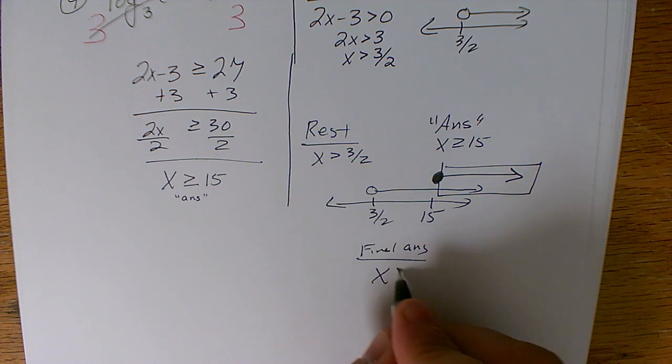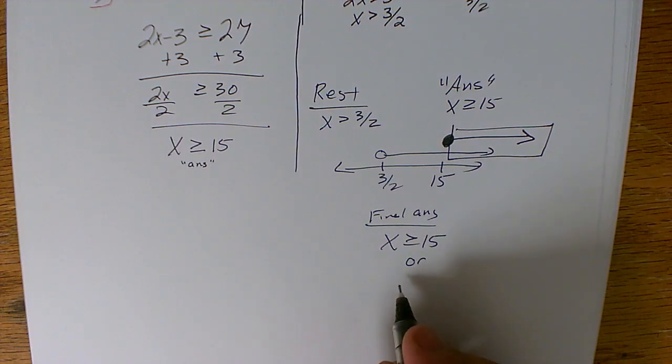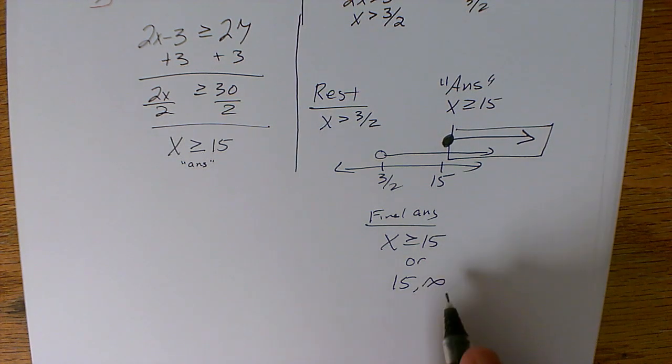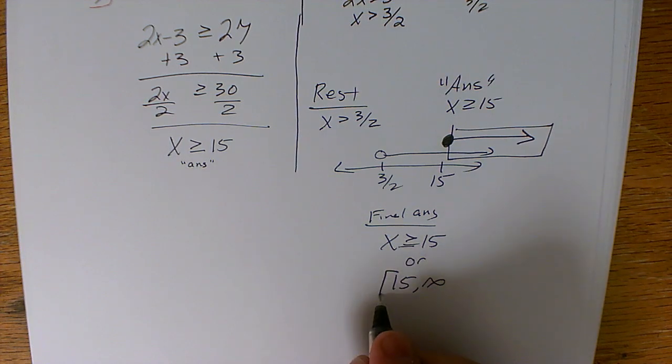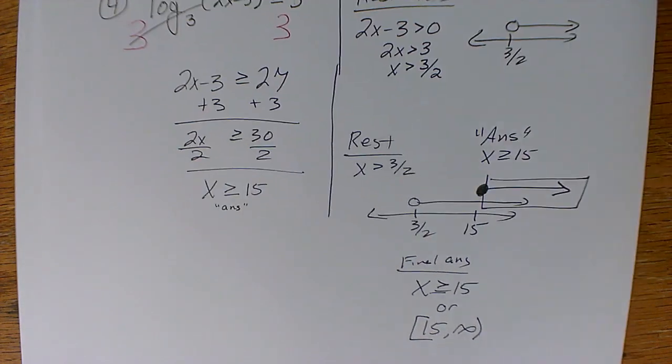would be x is greater than or equal to 15, or, since we're used to writing this in interval notation, 15 to infinity, bracket on the 15, parentheses with the infinity. So yep, we're going to go ahead and find the inverses as well since we're here. So we'll go ahead and finish the rest of the CA.